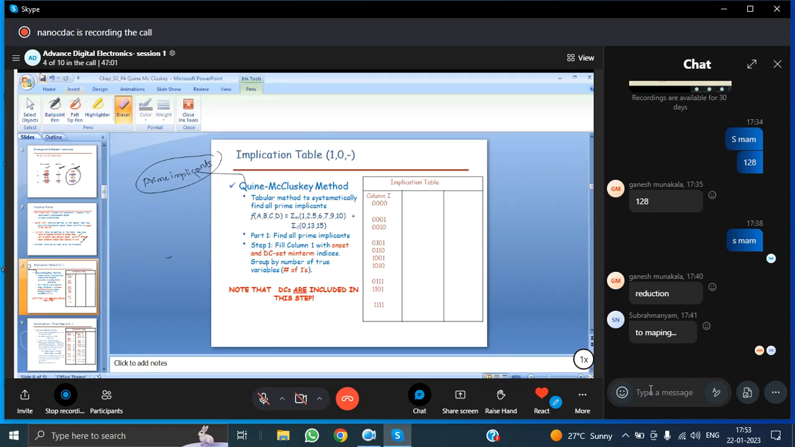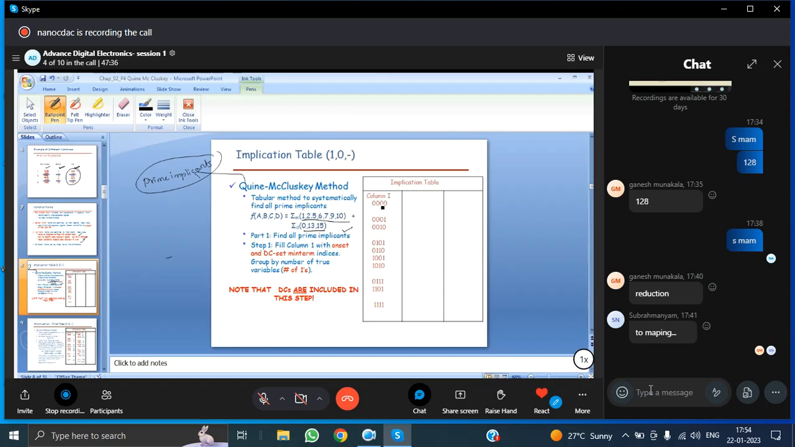Let me remind you once again. Here one question is given. The function has variables A, B, C, D, and the min terms are 1, 2, 5, 6, 7, 9, 10. Don't care terms are 0, 13 and 15. First thing is we need to find all the prime implicants. Finding the prime implicants is the question. So first, whatever terms are there, you write them in one column.